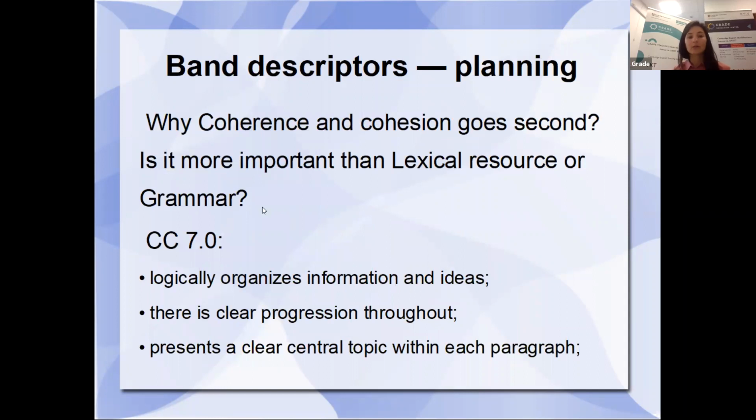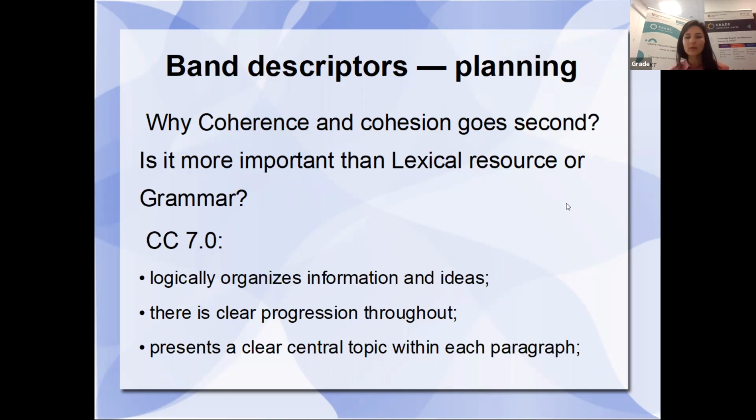Then let's have a look at coherence and cohesion, which has been mentioned already by you. Is it more important, let's think, than lexical resource or grammar? We see here again that it requires us to logically organize information and ideas, to have a clear progression throughout the essay, and to present a clear central topic within each paragraph, things that we call topic sentences, and keeping to these topic sentences, you see? So it's not just one sentence, but also everything else that follows should support it, which is important.